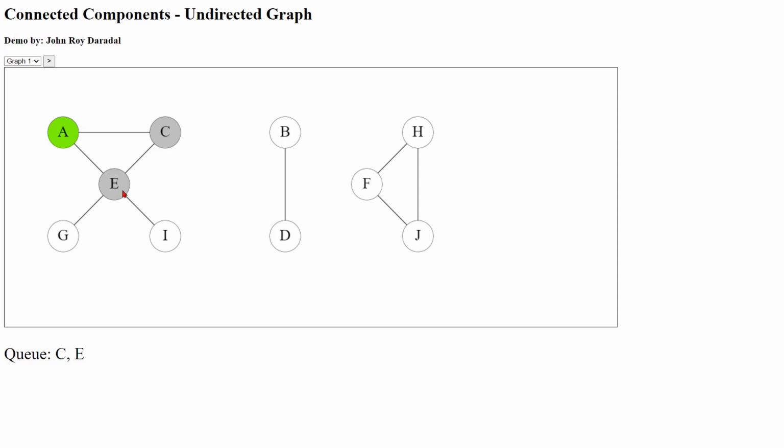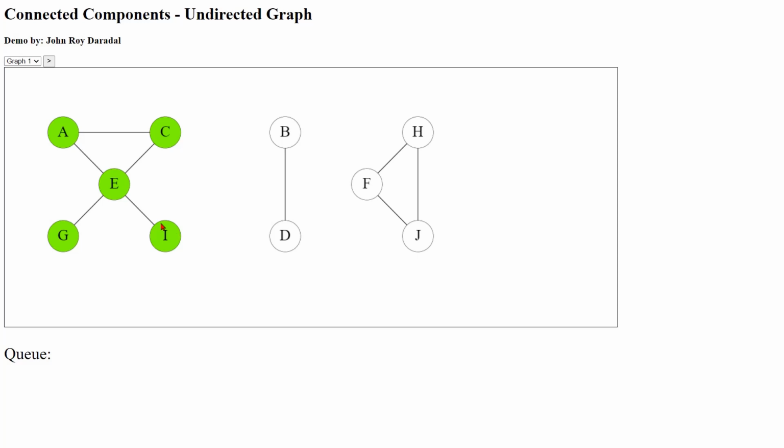Because those are the two neighbors. And then from C, since it's the next in line, you don't add other neighbors because E is already there. And then E would be processed next, and it would add the neighbors G and I. And then after that, G would not add anything, I would also not add anything. So since the queue is empty, we'll go to the next one.